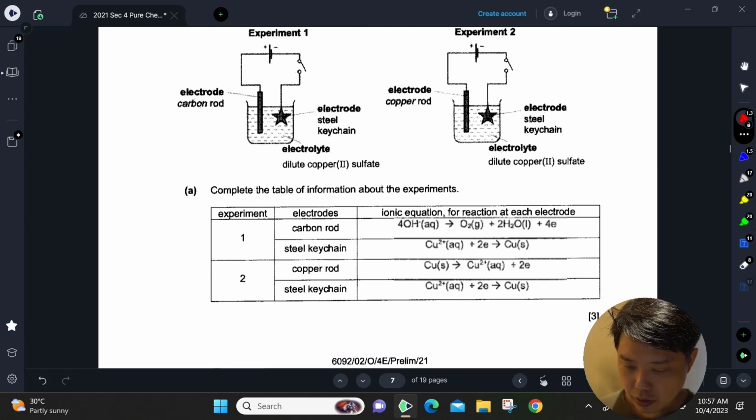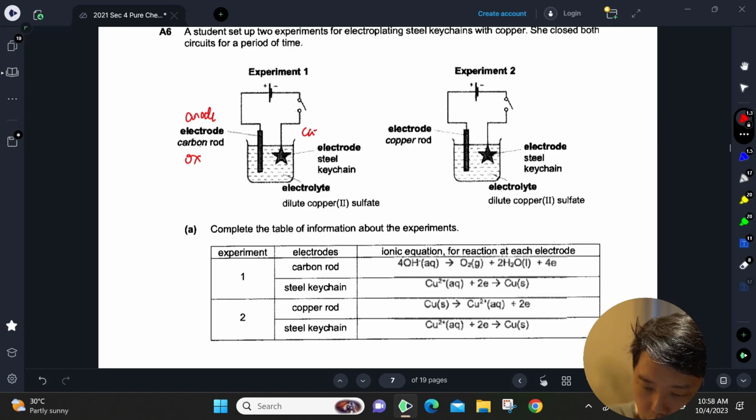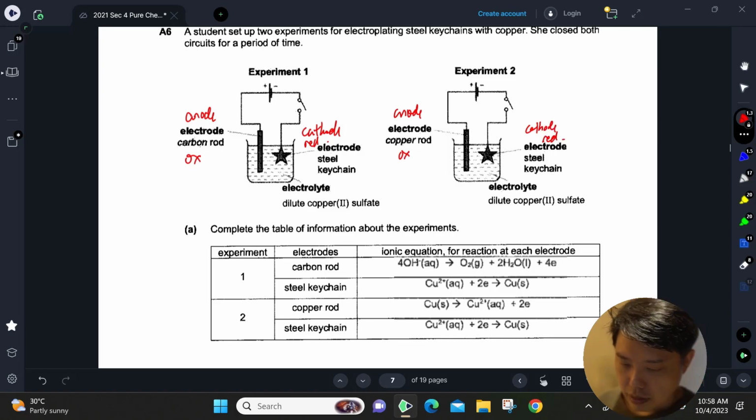Okay, so the ionic equations at the carbon rod, experiment 1, right? In experiment 1, the carbon rod will be positive, it is the anode, where the oxidation takes place. And this obviously will be the cathode where the reduction takes place. Okay, same thing here. Anode, oxidation, cathode, reduction.